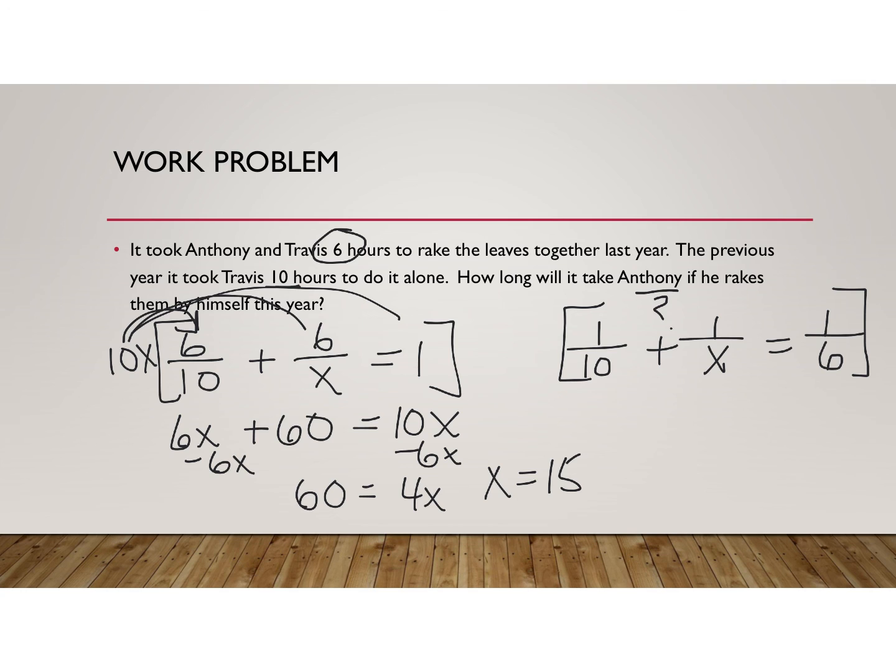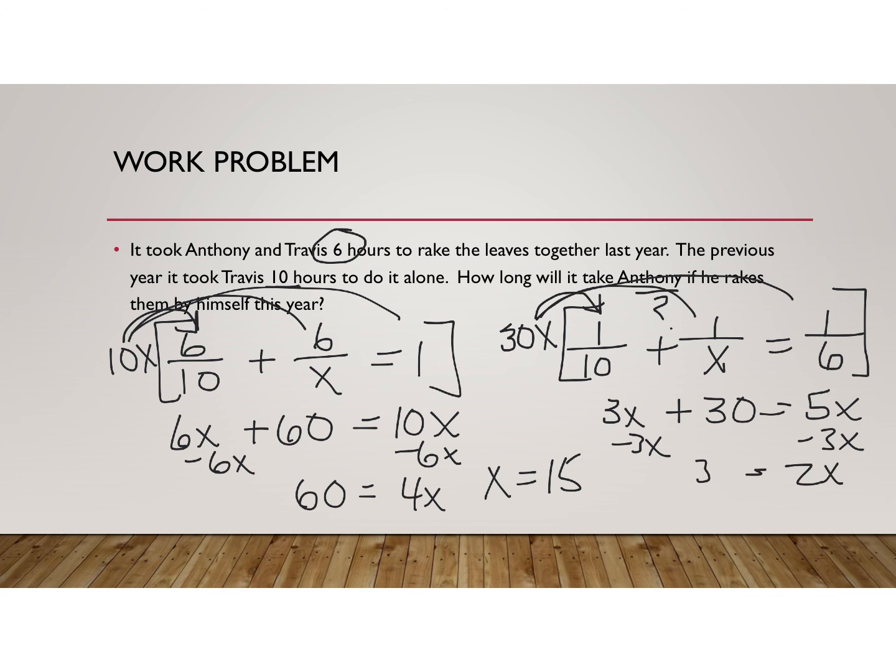And then we do the same thing. We'd multiply by our common denominator, which would be, in this case, 30x. Here I'd end up with 3x plus 30 equals 5x. I could subtract 3x, and I get x to be 15. So either method's fine. Either method works perfectly.